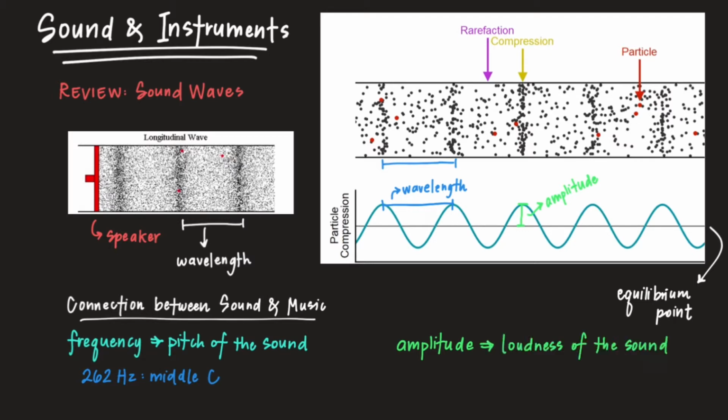Also, the amplitude of the wave relates to the loudness of the sound, or the volume. So the higher the volume of sound, the higher the amplitude of that longitudinal wave. These are the two big connections we see between sound and music: the frequency relates to the pitch and the amplitude relates to the volume.